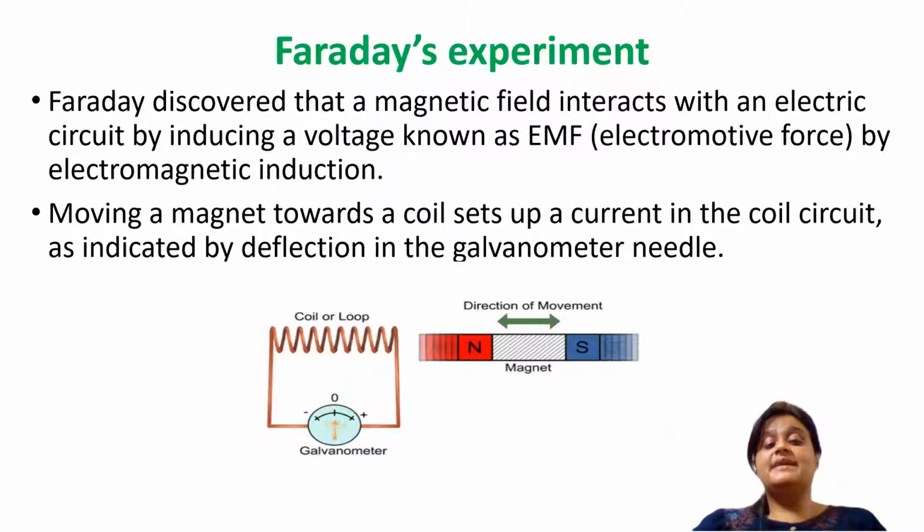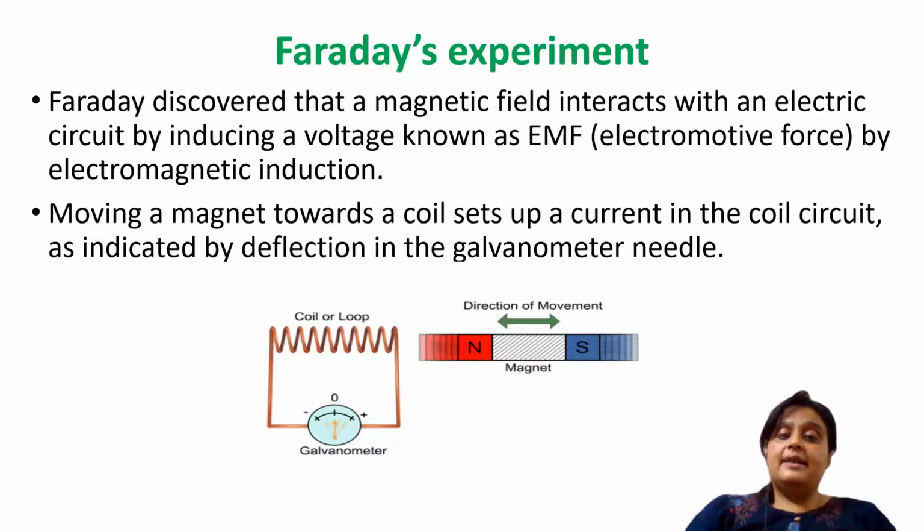Okay, what is Faraday's experiment? Faraday's experiment discovered that a magnetic field interacts with an electric circuit, inducing a voltage. Now, we have just studied that a current carrying conductor produces a magnetic field. Let's do the opposite.